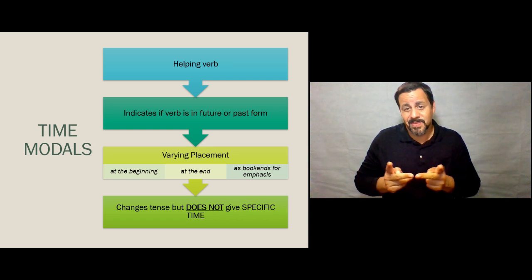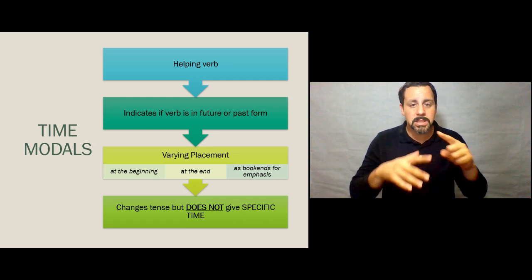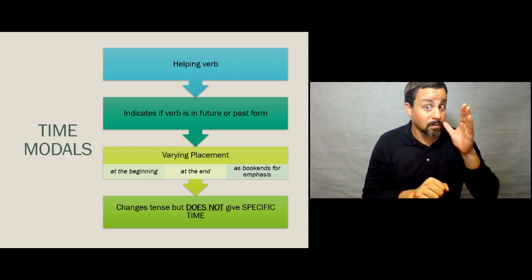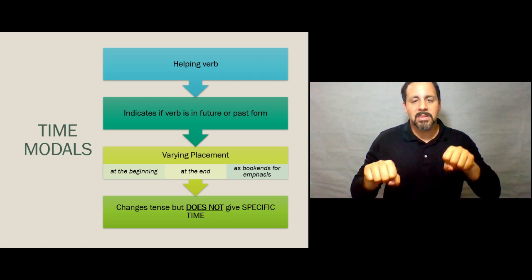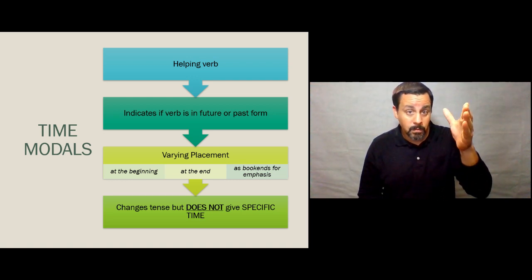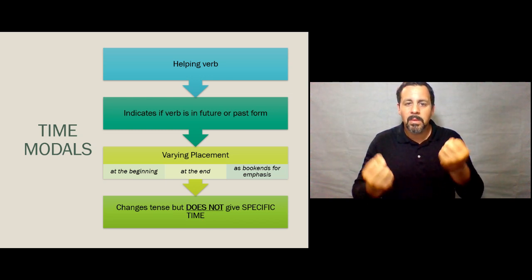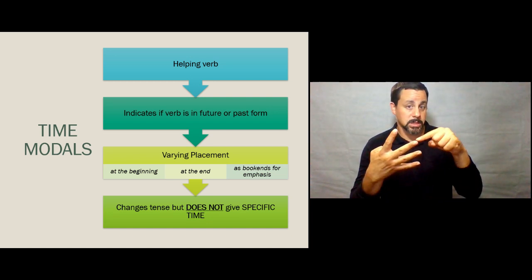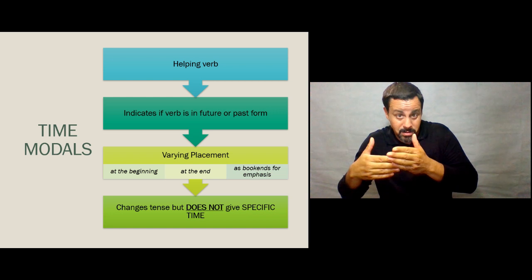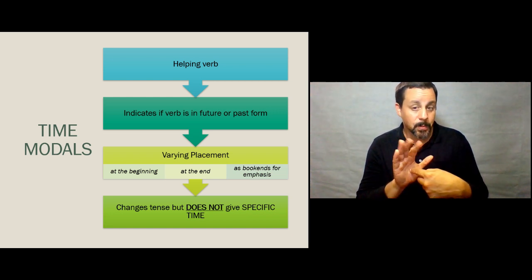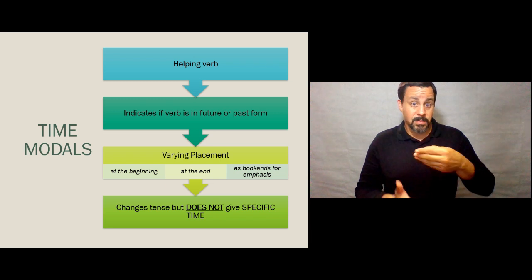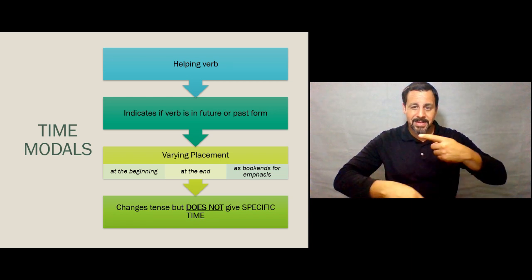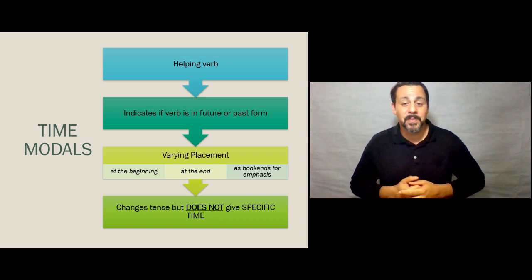The location of the time modal can be in several places within a sentence. It can be placed in the beginning. So, for example, let's use again future. I can sign future me buy car. See? I placed it in the beginning. The second one says it can be placed at the end. So for example, me buy car future. Okay, so you can see how I signed future at the end.